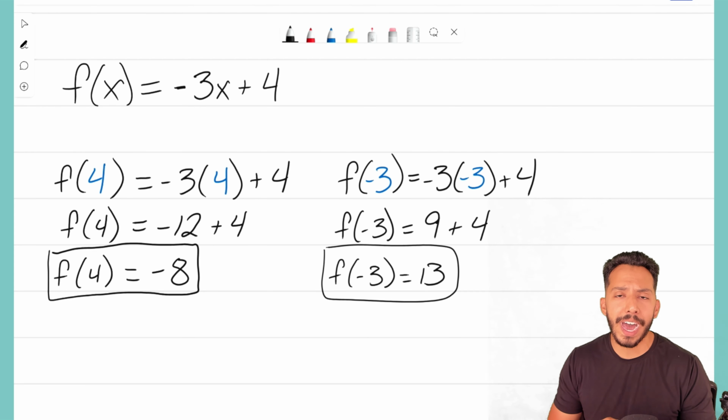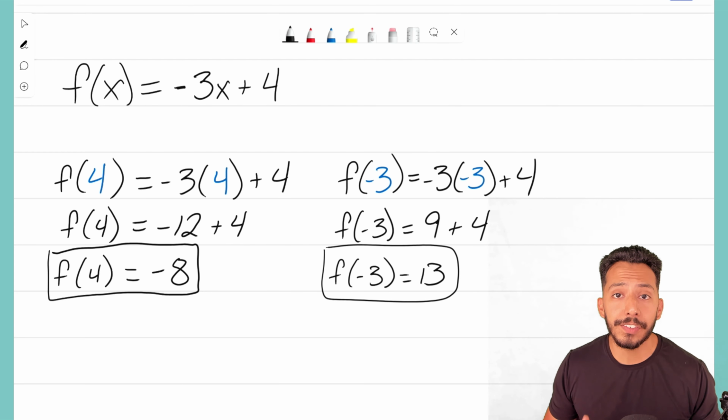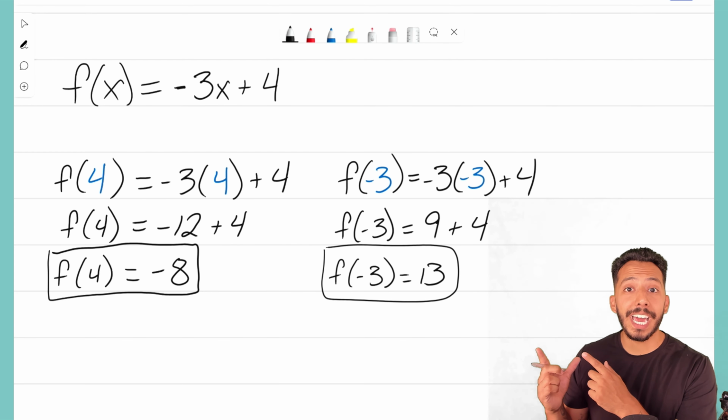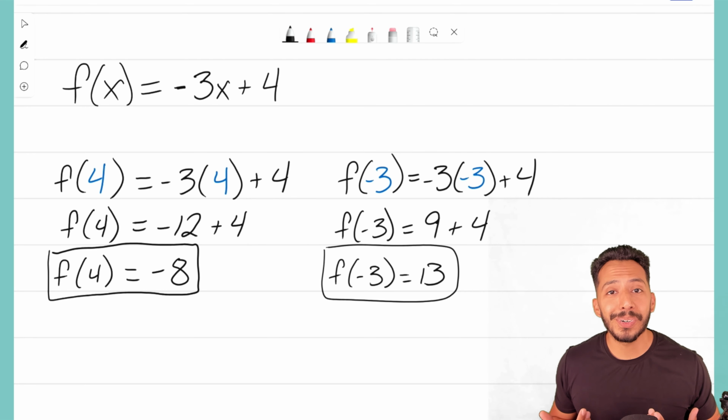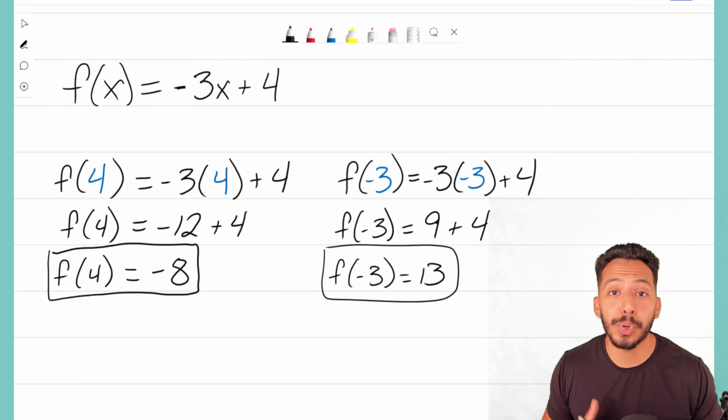This is how you evaluate functions for a given input. We have our function f. We gave it 2 different inputs, and it gave us 2 different outputs right back. That's how you work with functions. They're not that scary, I promise you.